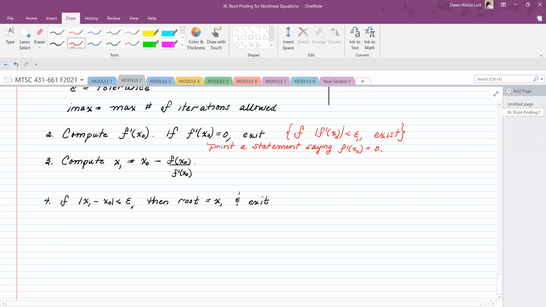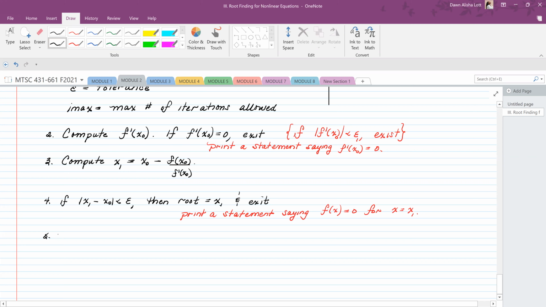So then here, you also want to now print a statement saying f of x is equal to 0 for x equal to what you just found. Okay, so now if that hasn't happened, then we're going to go another step and we're going to determine our next iterate.